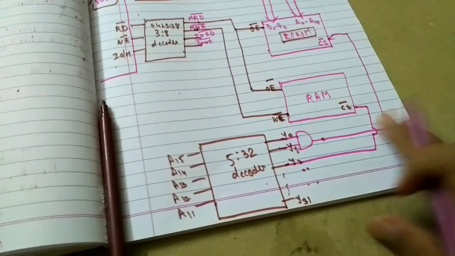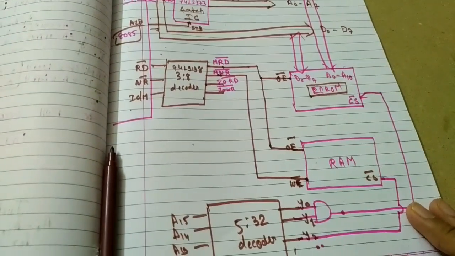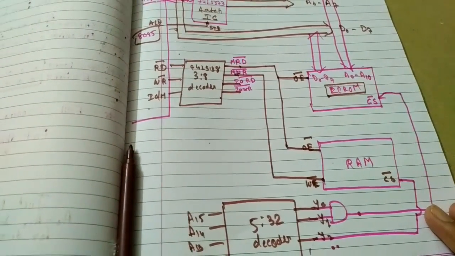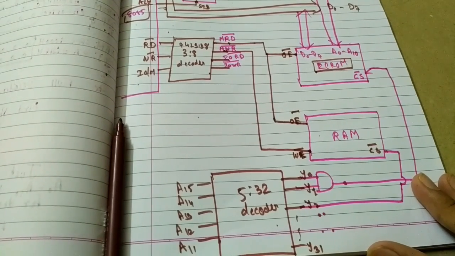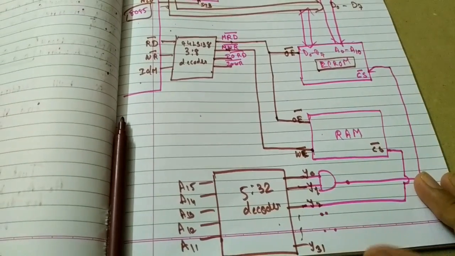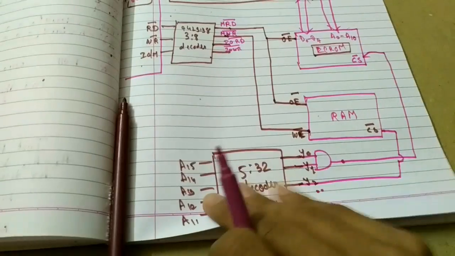So this is the complete process of interfacing the required memory to the 8085 microprocessor. If you have any doubt, this lecture is quite a bit bigger, so if you find any difficulty, you can ask me in the comment section.